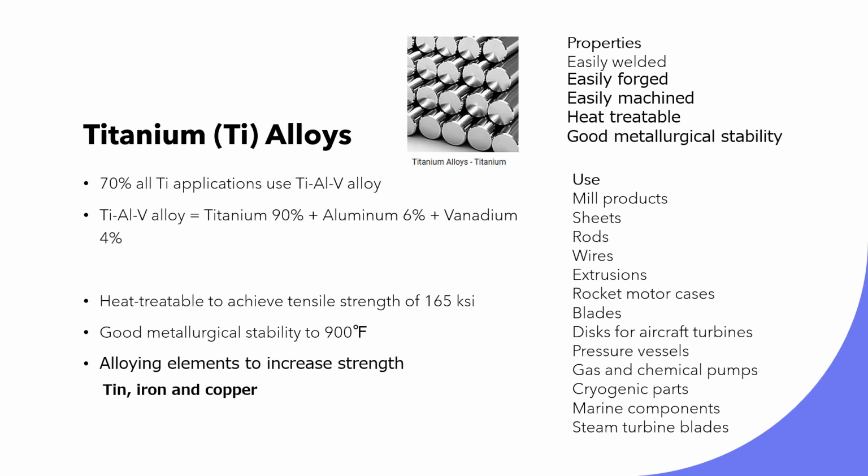And where are we using it? We're using it in mill products: sheets, rods, wire, extrusions, rocket motor cases, blades, for aircraft turbines, pressure vessels, gas and chemical pumps, cryogenic parts, marine components, and steam turbine blades, okay?